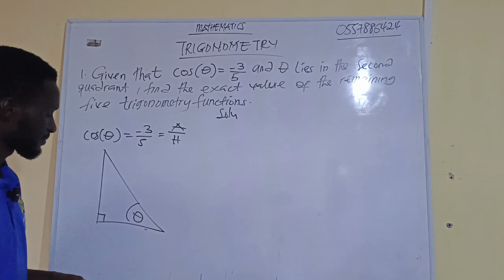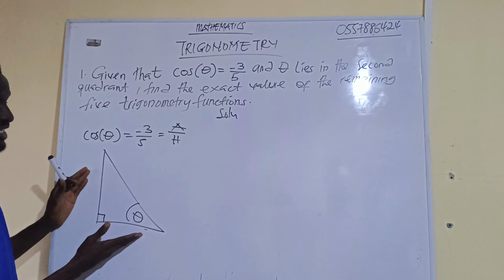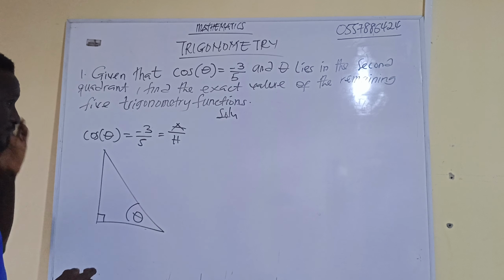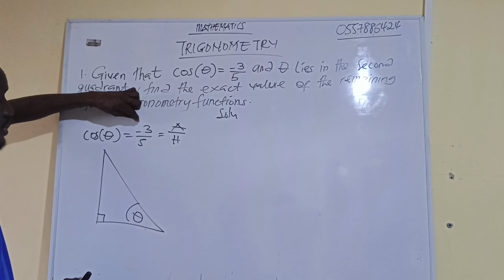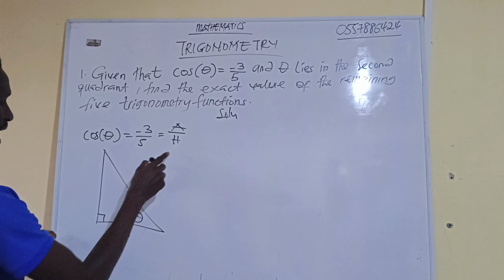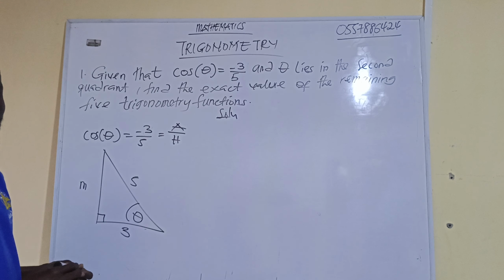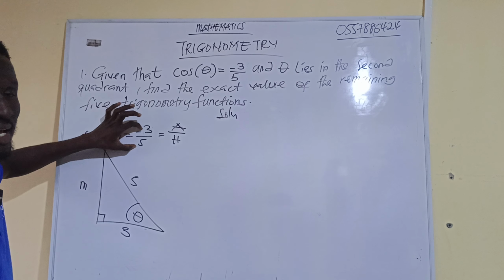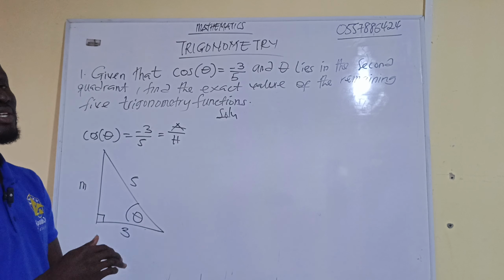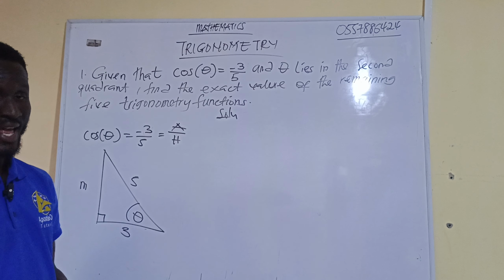Now it means the adjacent is 3. This side is the hypotenuse, here is the opposite, and this side becomes the adjacent. The adjacent is 3 and the hypotenuse is 5. I'm using m to represent the opposite. Why didn't I include the negative? Because this is the length of a right-angled triangle, and you don't have a negative length for a triangle. Follow me closely.